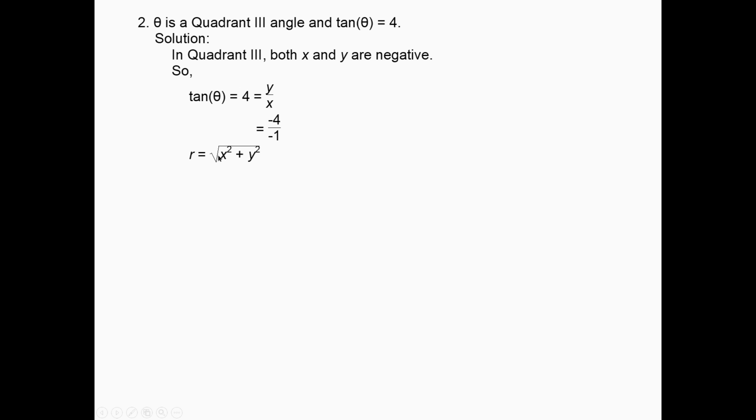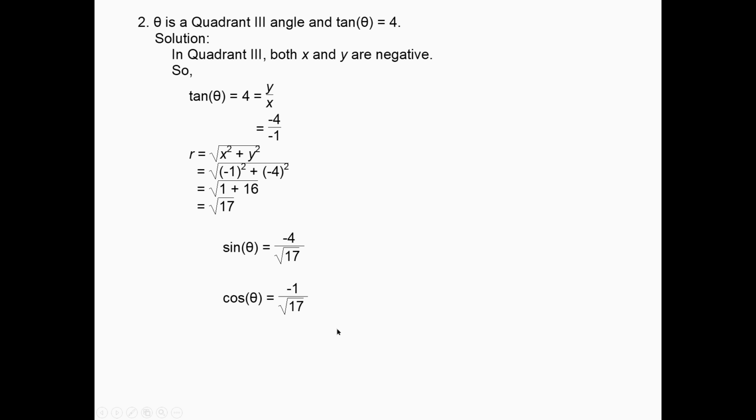So r is going to be the square root of x squared plus y squared. Square root of negative 1 squared plus negative 4 squared. So I get square root of 1 plus 16, square root of 17. I now have everything I need. Got my x, got the y, got the r. So the sine of theta is going to be, remember, it's y over r, so negative 4 over square root of 17. Cosine of theta is going to be x over r, so negative 1 over square root of 17.